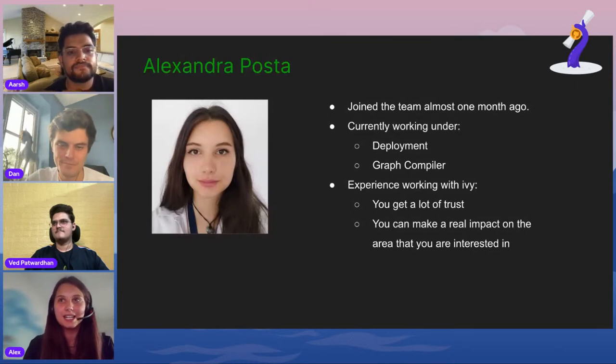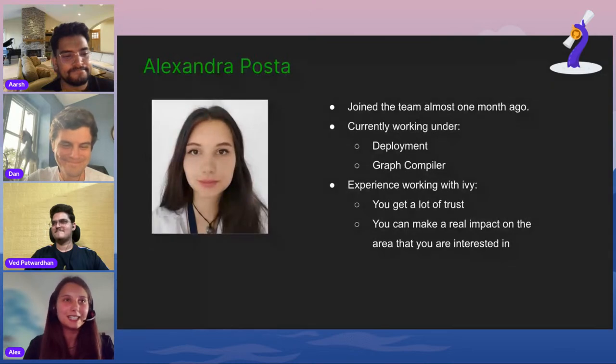Basically, you get this flexibility, let's say, to choose a certain team that you want to work on and then take tasks from other teams as well. So this is my situation at the moment. So I'm mostly working with deployment, basically looking at some new engines to include in our deployment backend. And then I'm taking some tasks from Graph Compiler as well, just because I find it interesting.